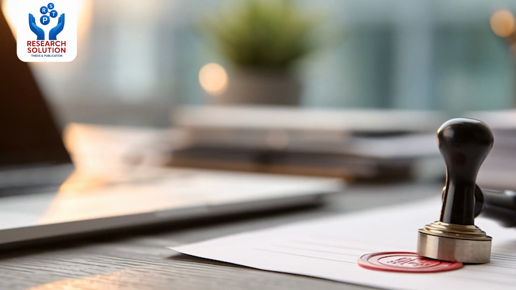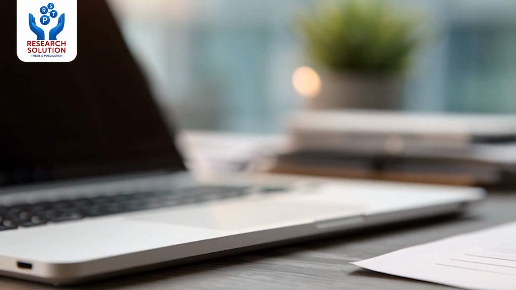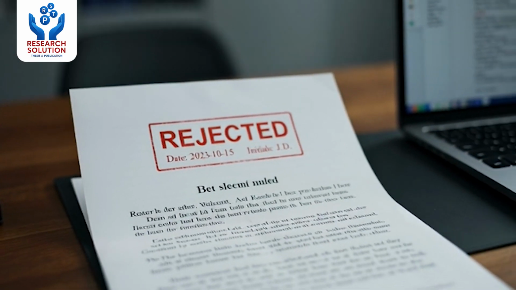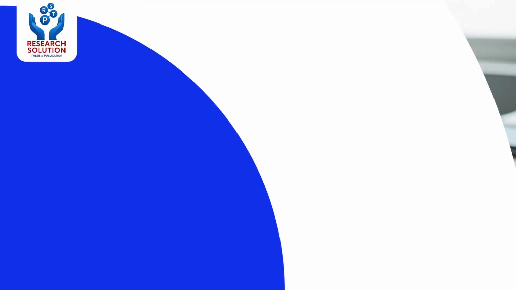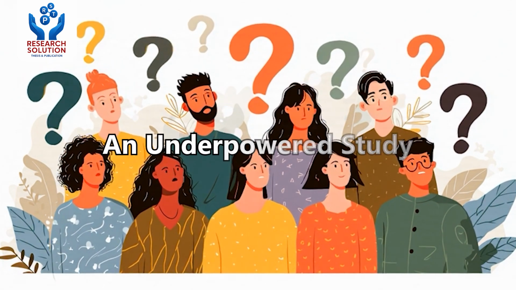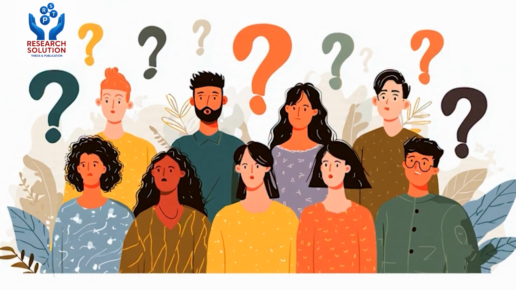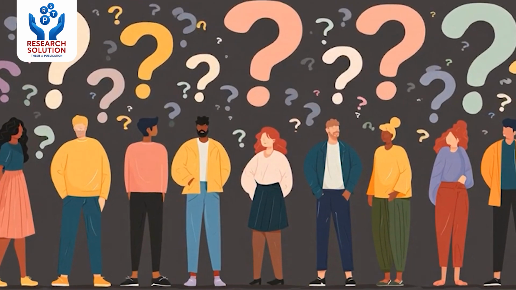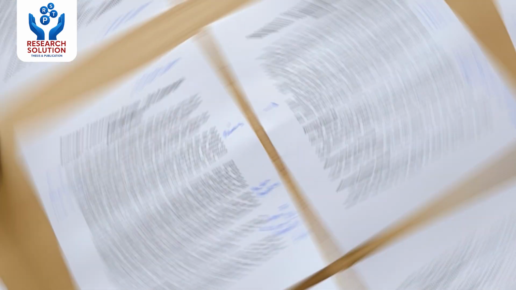Imagine reading a medical study based on just 10 people. Would you trust the conclusion? Probably not. That's exactly how journal editors think. An underpowered study, meaning too small a sample, produces unstable and unreliable conclusions. One small change in data can flip the result completely.